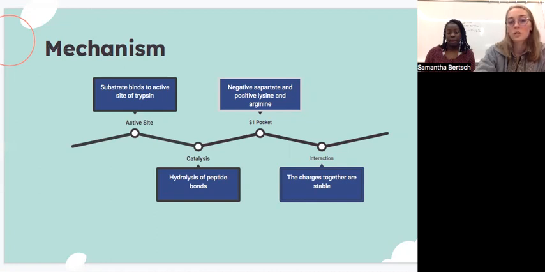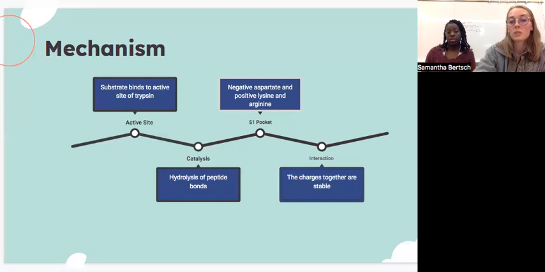Once we have trypsin, a substrate can start binding to it. When a substrate is bound to the active site of trypsin with the help of water and the amino acid serine, trypsin catalyzes the hydrolysis of peptide bonds, which creates peptides and amino acids. Trypsin is interesting because at the bottom of the S1 pocket, it has a negatively charged side chain from aspartate.